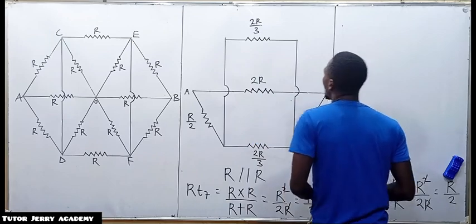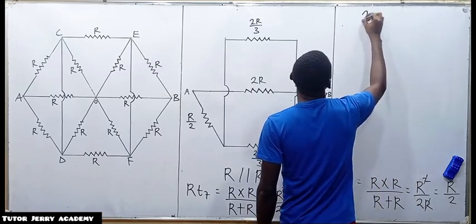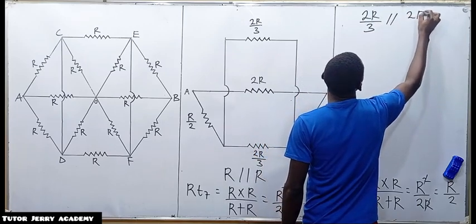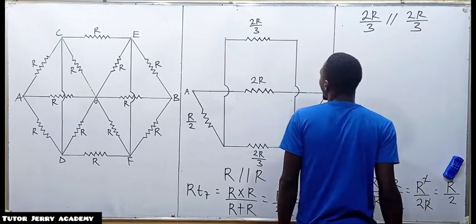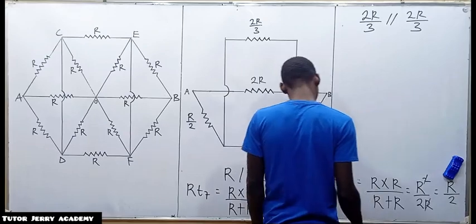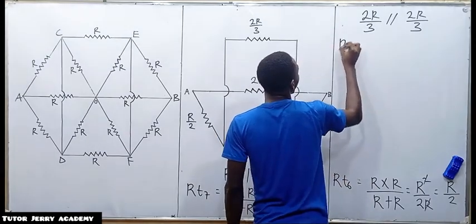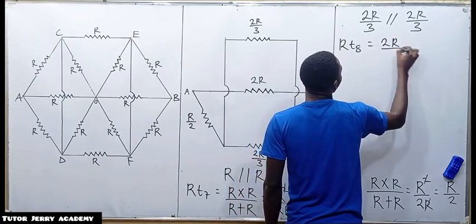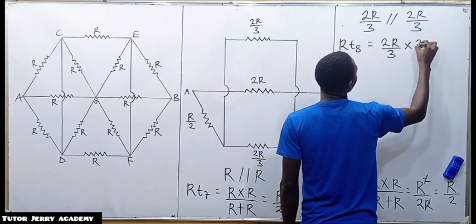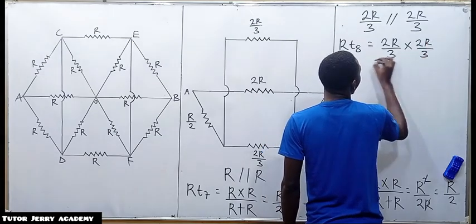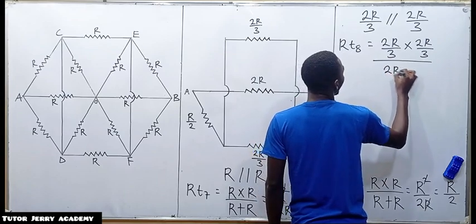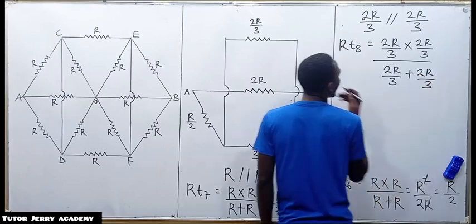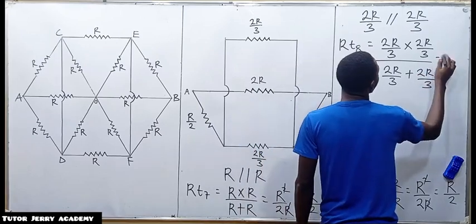All right, so 2r over 3 is parallel to 2r all over 3. So we'll take RT8. RT8 will be equal to 2r over 3 multiplied by 2r all over 3, divided by 2r all over 3 plus 2r all over 3.